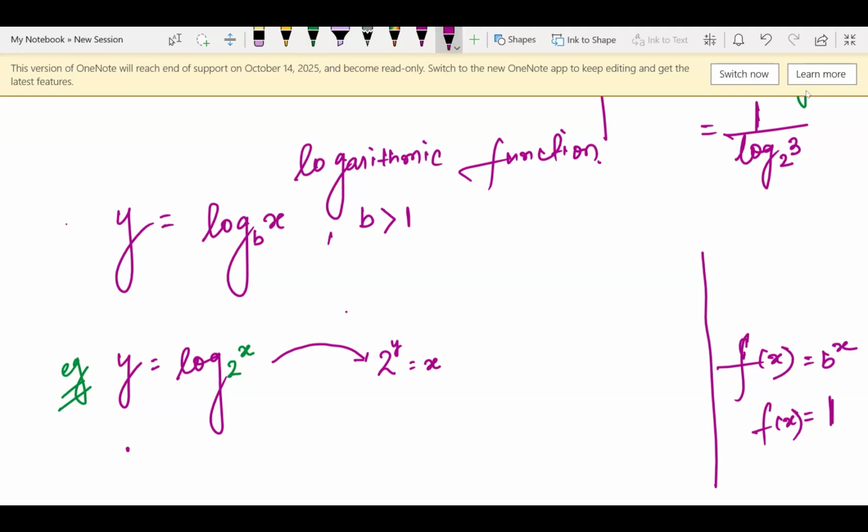So in the logarithmic function, y is the output, and output means range. The range can be any real number. How did I decide? By looking at this form.